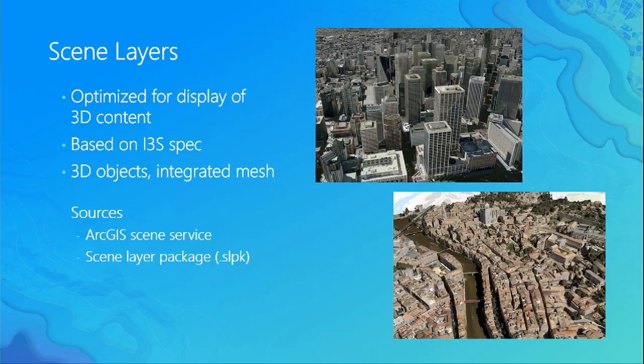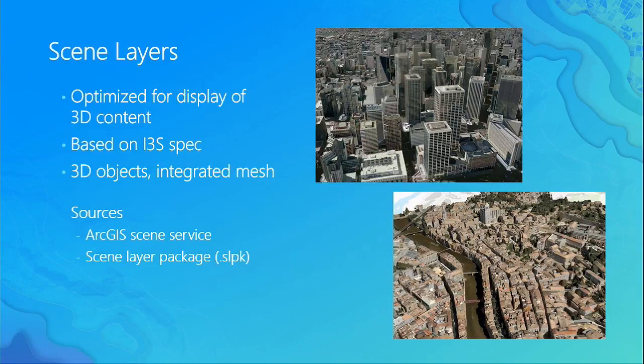Scene layers are based on the I3S specification. This specification is a public spec. It was certified as a public spec as of the end of last year. And this specification defines a structure for being able to cache three-dimensional data in a variety of formats, and then optimize that content for retrieval and display in a number of clients. So it's a public spec.